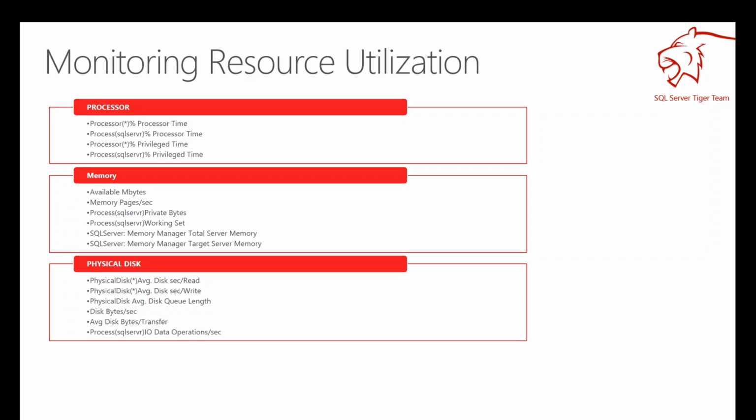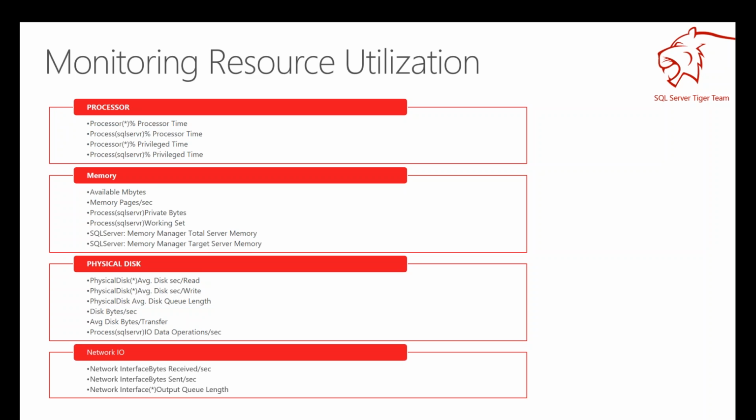Disk bytes per second and average disk bytes per transfer, which is the size of a single I/O operation. Now in SQL Server, you can have I/O operations ranging from 4 KB up to a few megabytes. Normally your data page I/O would be between 4 KB and 64 KB, but your backups can go higher depending upon the max transfer size and other things. So average disk bytes per transfer helps there. And again, from the process object, you want to filter for SQL Server to understand the I/O operations per second for the physical disk.